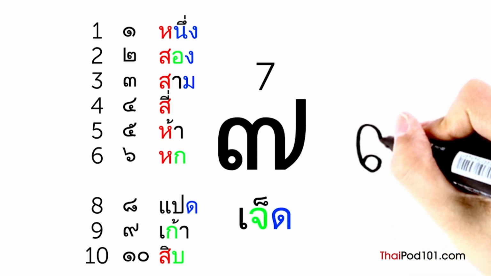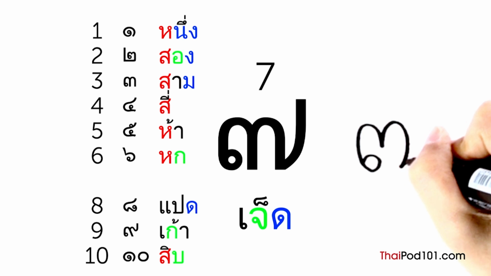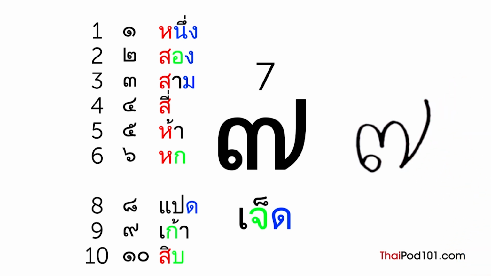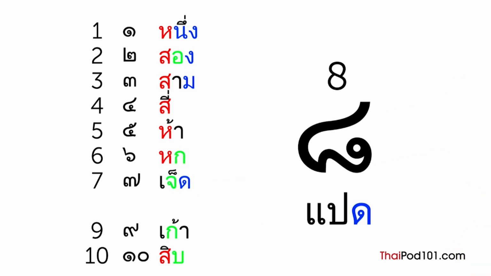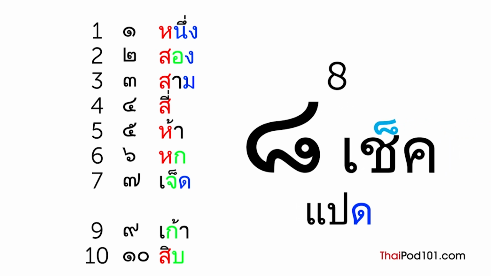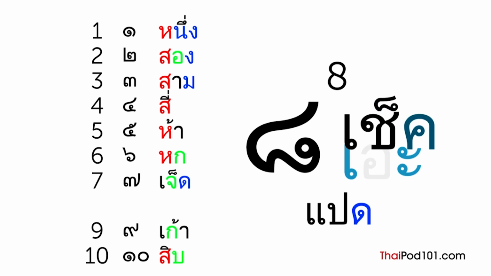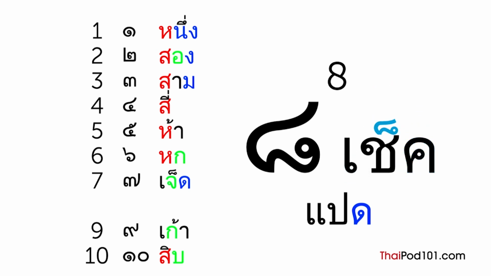Then make a heart shape that is open on the bottom, and then add a tail that goes off to the upper right. Here's the number 8 or 8 in Thai. You may recognize the shape of this number from lesson 7. The same shape is used for the symbol ไม้ไต่คู which is written as part of the short vowel สระเอะ when it has a final consonant following it.